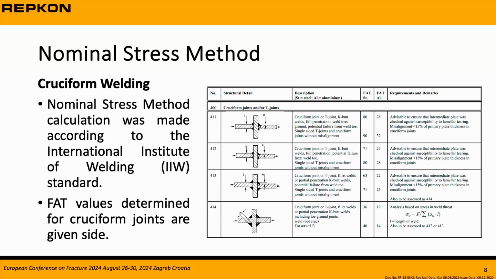In the nominal stress method, the calculation was made according to the International Institute of Welding standard, where FAT values determined for the cruciform joint are given here. You can see the structural detail here, the description for the steel and aluminum material, the FAT value for the steel and the FAT value for the aluminum, and the requirements and remarks are given here.